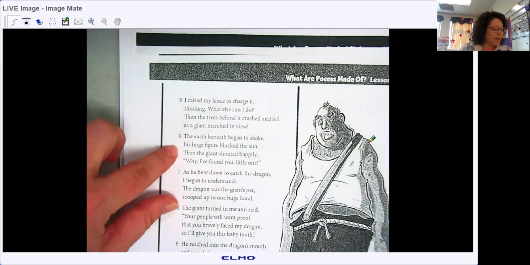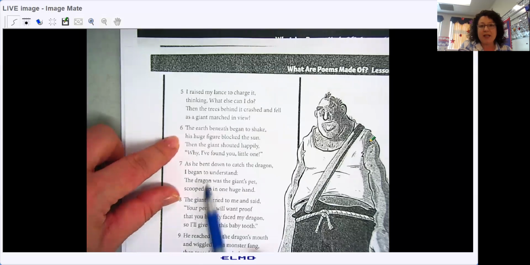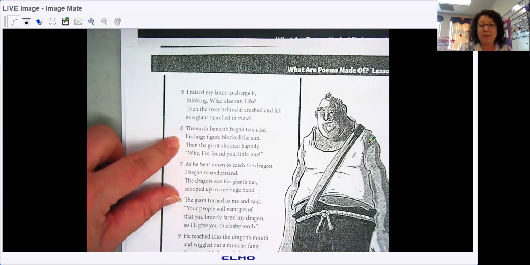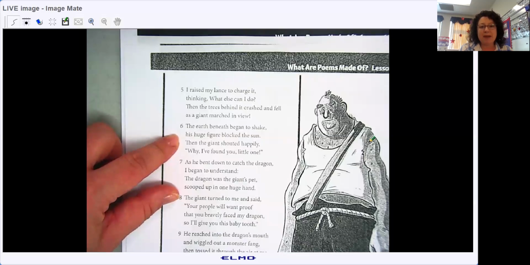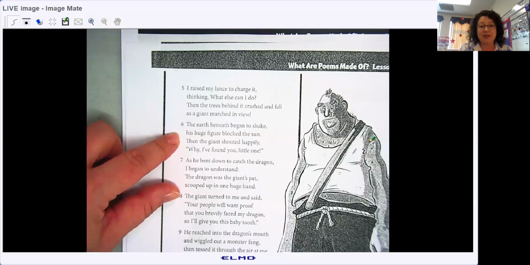Stanza 6 and 7: The earth began to shake, his huge figure blocked the sun, then the giant shouted happily, "Why, I found you, little one." As he bent down to catch the dragon, I began to understand. The dragon was the giant's pet, scooped up in one huge hand.